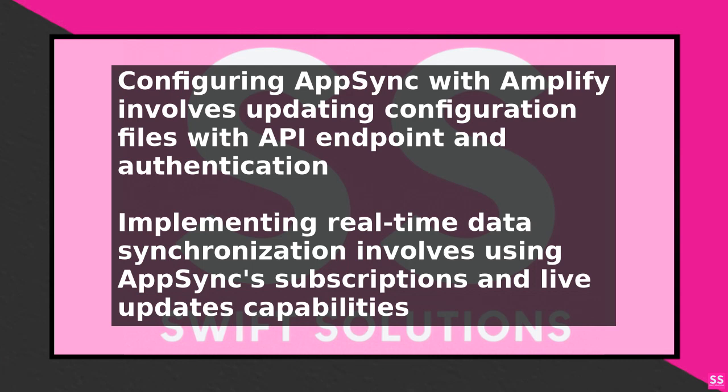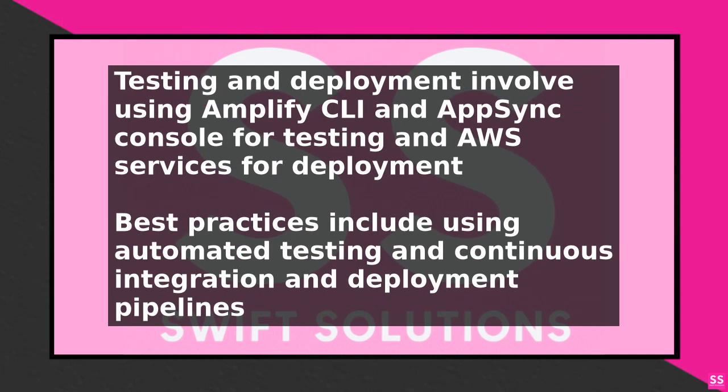Step 5. Testing and deployment. Finally, you need to test and deploy your application. You can test your application using the Amplify CLI and the AppSync console, and then deploy it to a production environment using AWS services such as AWS CodePipeline and AWS CodeBuild. Best practices for testing and deployment include using automated testing and continuous integration and continuous deployment pipelines to ensure that your application is thoroughly tested and deployed reliably.